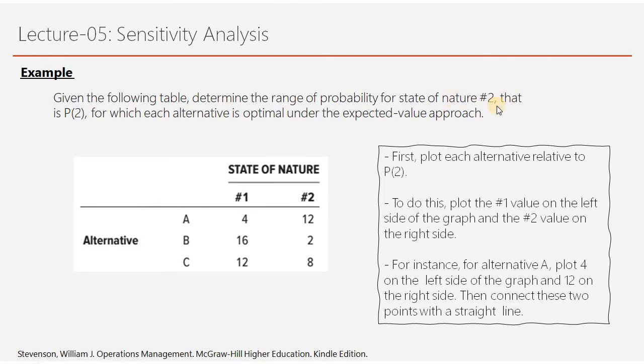So because we chose state of nature number 2, when we are actually drawing the sensitivity analysis plot, we will have to draw the first state of nature on the left side, and the second state of nature, which will be our reference, has to be on the right side. This is very important. So if you are plotting for alternative A, we have 4, it should be on the left side, and the 12 should be on the right side of the graph. Then we will connect them and make a straight line that will represent alternative A.